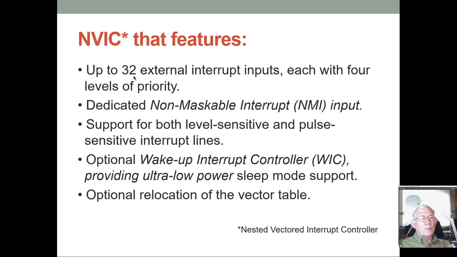There are up to 32 external interrupt inputs. Again, each has four levels of priority. There are some built-in interrupts, which we haven't really seen before. And these are sometimes called traps, or exceptions, or system interrupts, or things like that.